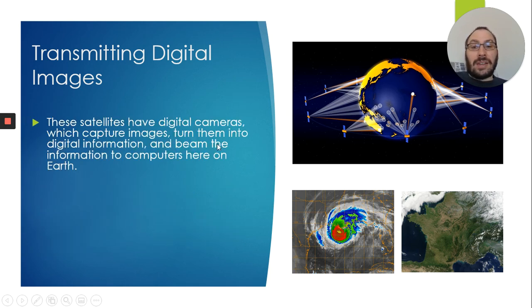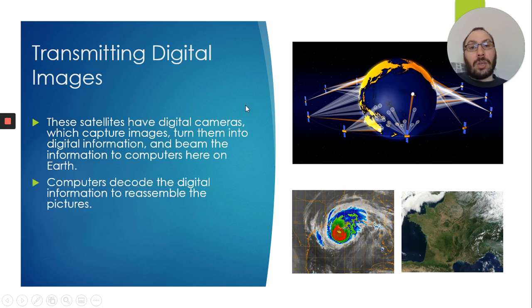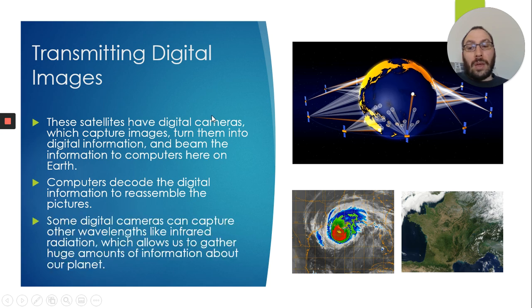The satellites have digital cameras which capture the images, turn them into information, and then they can beam them into computers on Earth. When you hear beaming, you're thinking of Star Trek and Star Wars, where they take little particles of us and send them from one point to another. Well, that's not a reality, but it is a reality for sending information. It's just digital information that they can put back together once it's down on Earth. The computers take all this information, reassemble it into pictures, and voila, we get them.